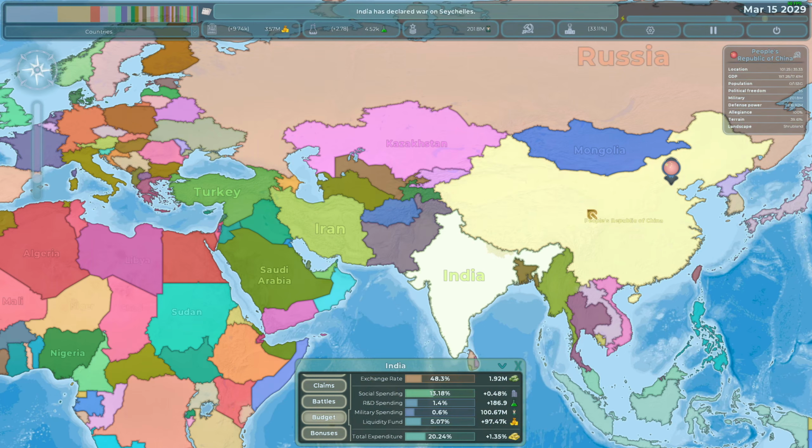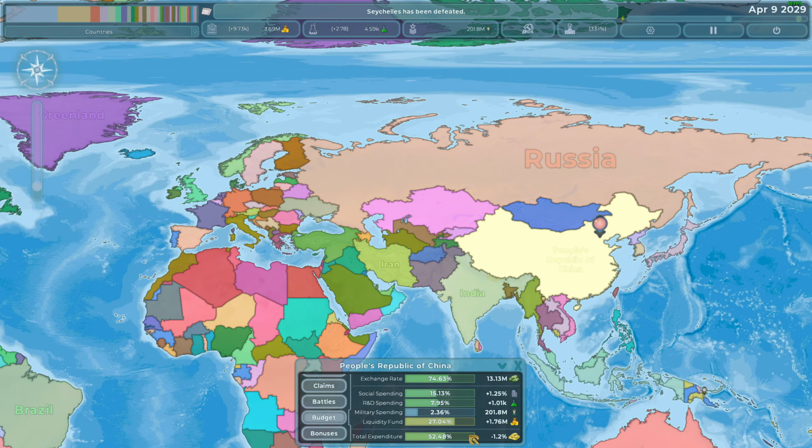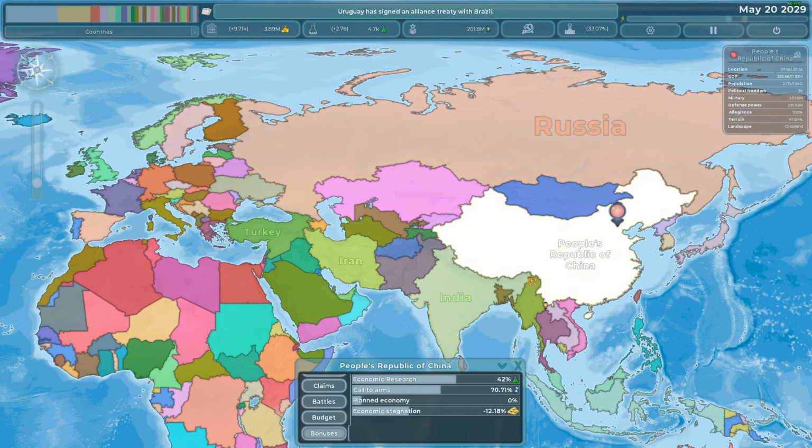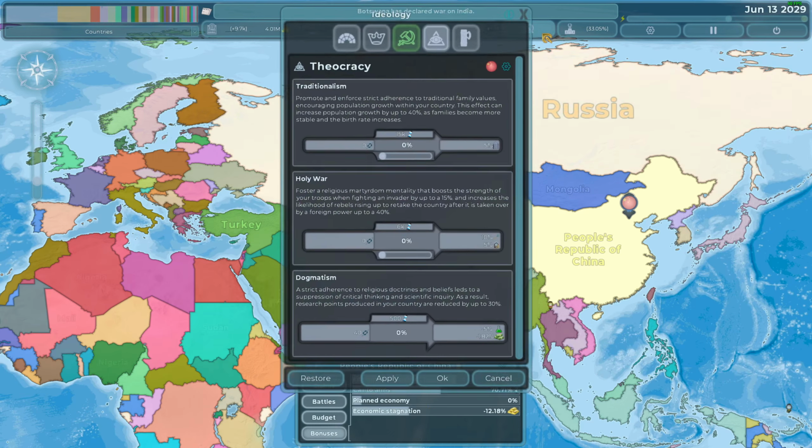Budget. This shows every country's budget, like whatever they're using to push the economy, whatever they're getting in liquidity, their military spending, their social spending, their R&D. Budget shows that. Bonuses. It shows all the research that you've done, and all the perks of your ideology.